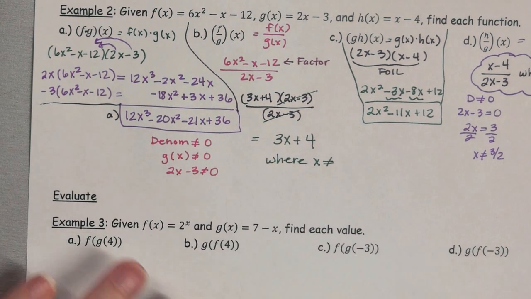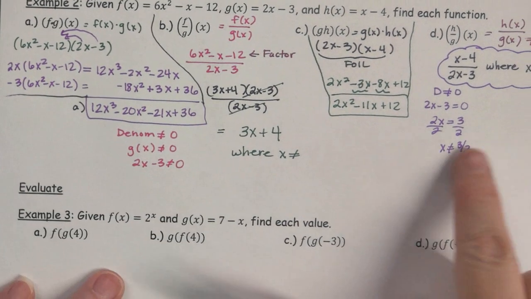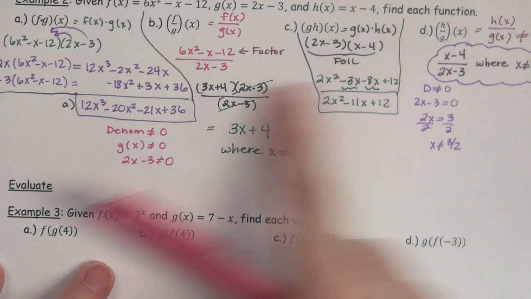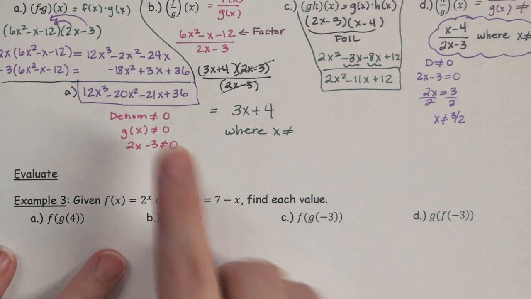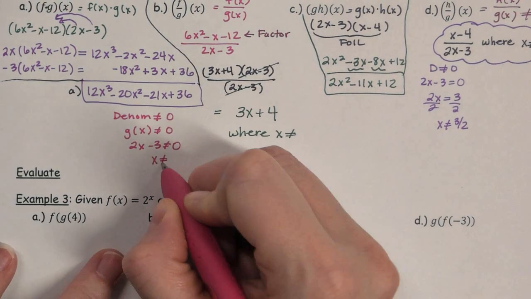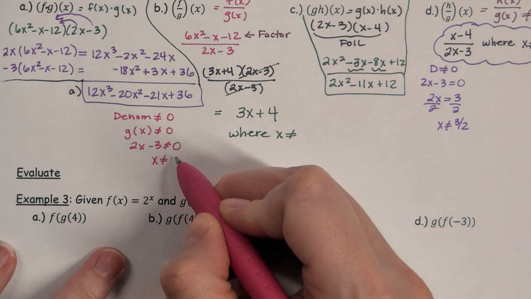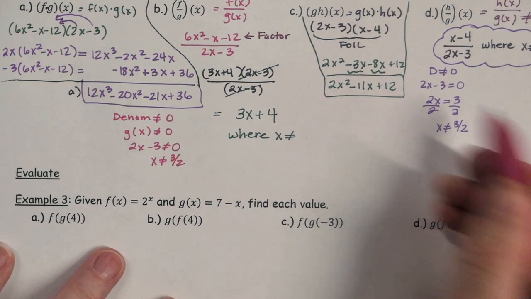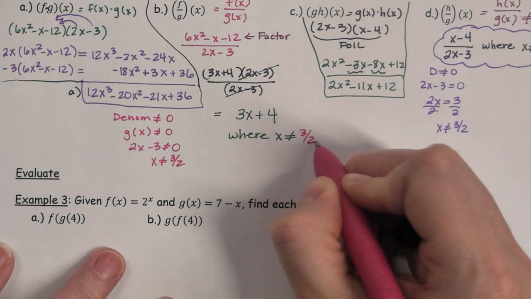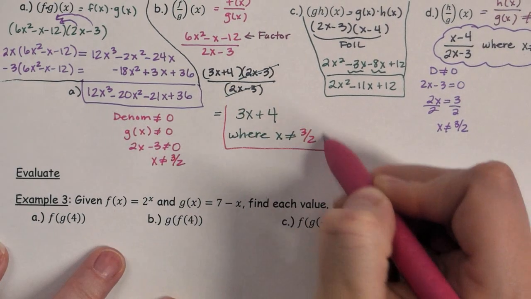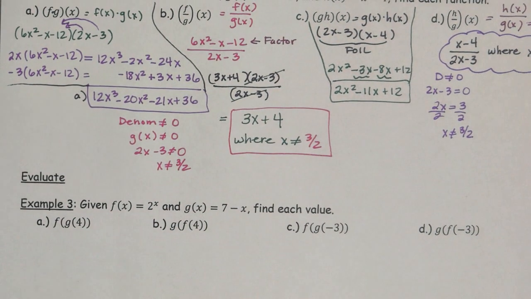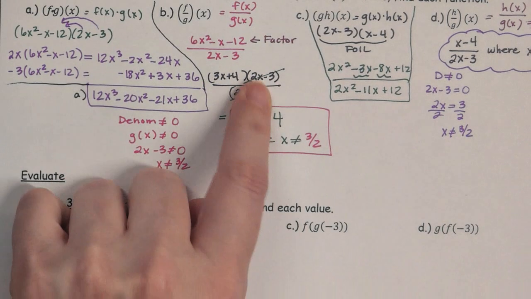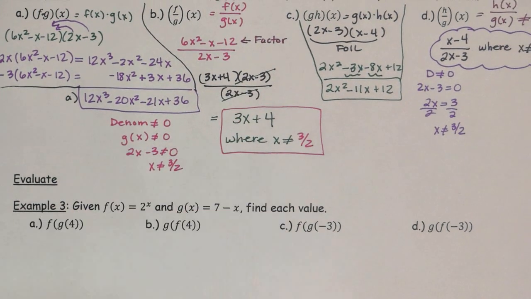Didn't we just solve this? Wasn't this the same? G of x was on the bottom. Okay, so what can x not be? Three over 2. Same thing, right? Same exact equation. So x cannot be 3 over 2. Because what that means is you wouldn't even be able to cancel it out. You have 0 over 0, which is an indeterminate situation in math.